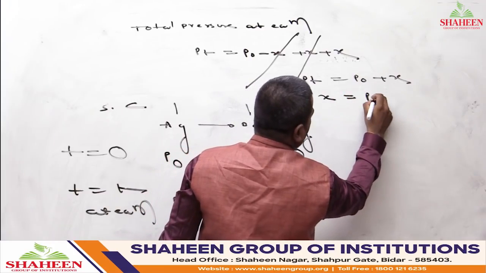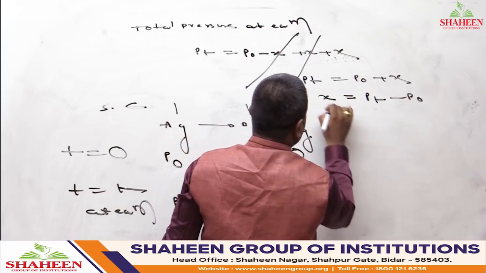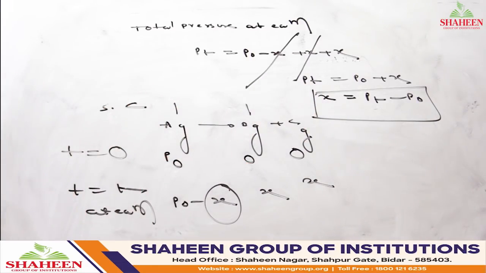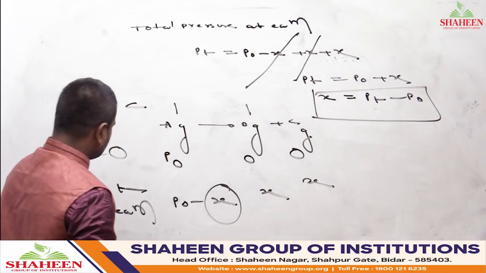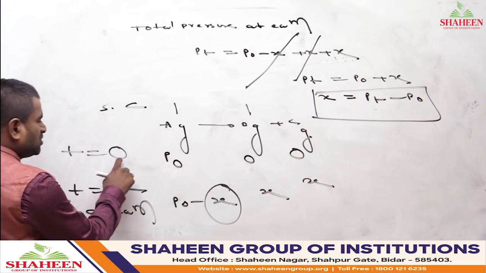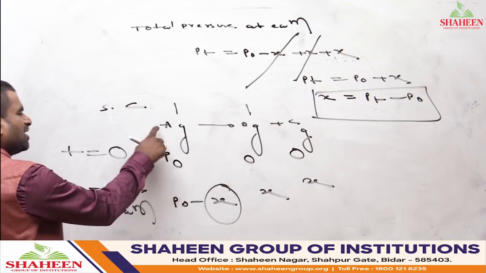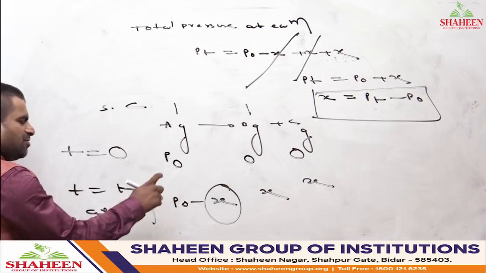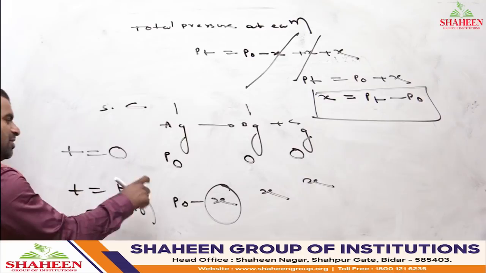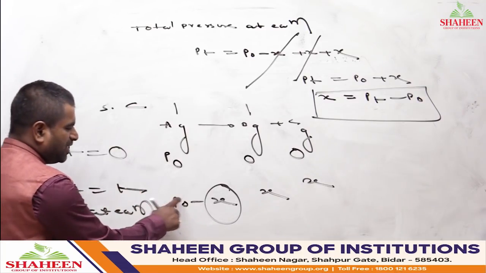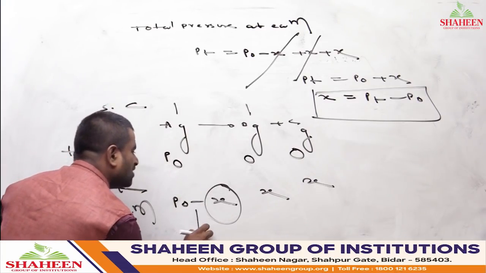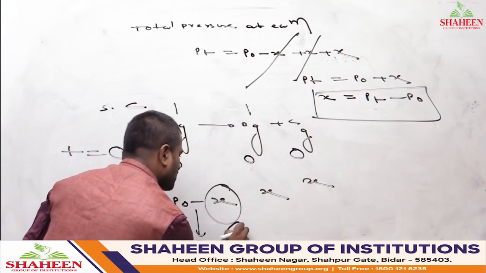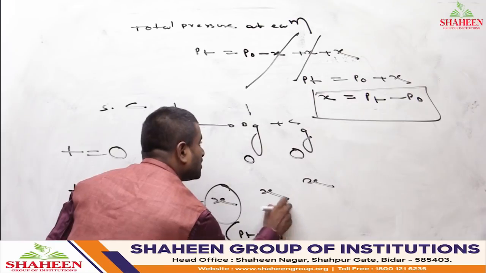I want to find the X value. X is equal to P total minus P naught. Whatever X value is coming here, substitute that X value in this equation. At T is equal to 0 time, the initial partial pressure of the reactant is P naught. At T is equal to T time, the remaining partial pressure of the reactant is P naught minus X. Substituting the X value here, P naught minus (PT minus P naught).